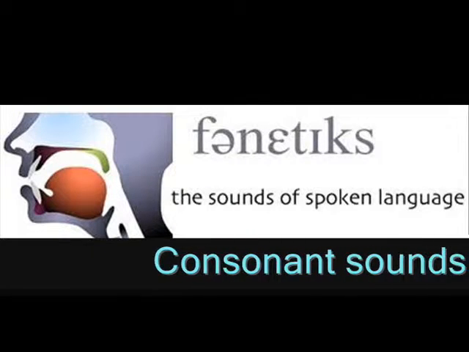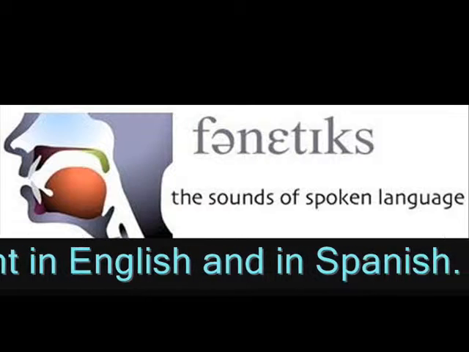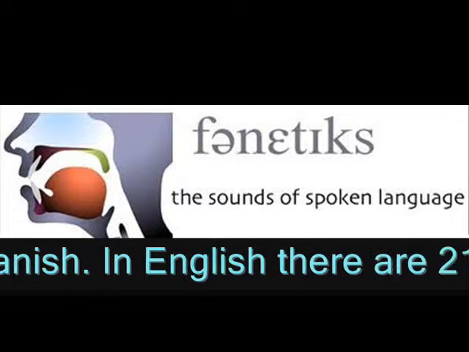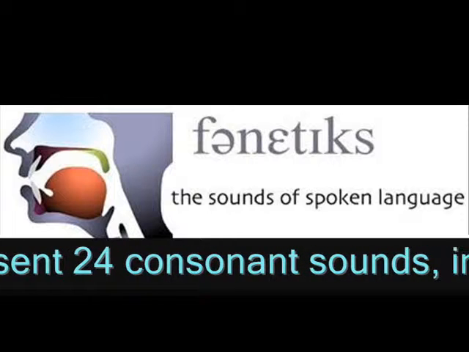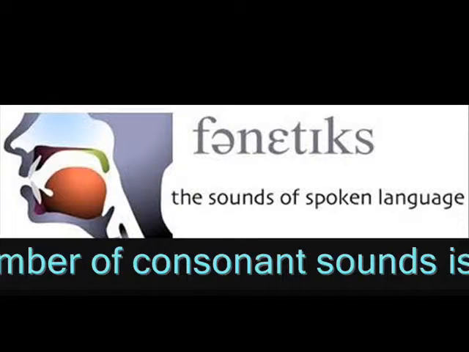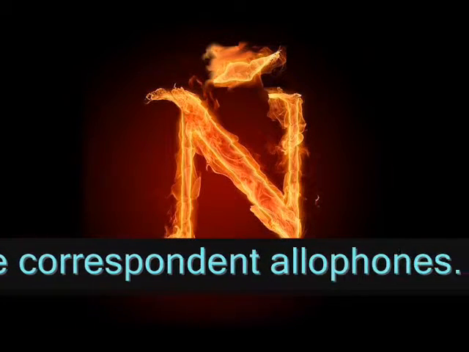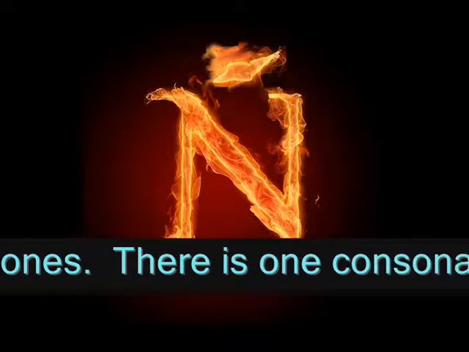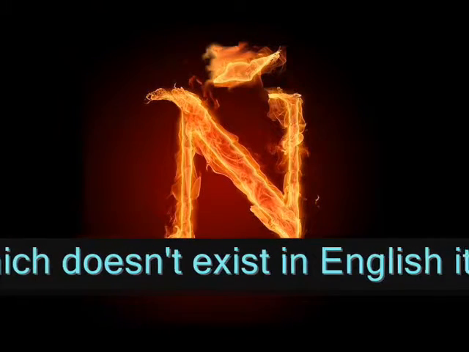Consonant sounds are very different in English and in Spanish. In English, there are 21 letters to represent 24 consonant sounds. In Spanish, the number of consonant sounds is 37, including the corresponding allophones. There is one consonant grapheme which doesn't exist in English. It is ñ, in words like niño, ñoño, ñame.